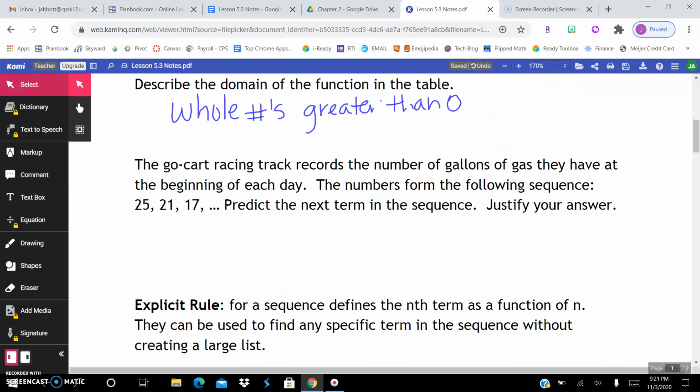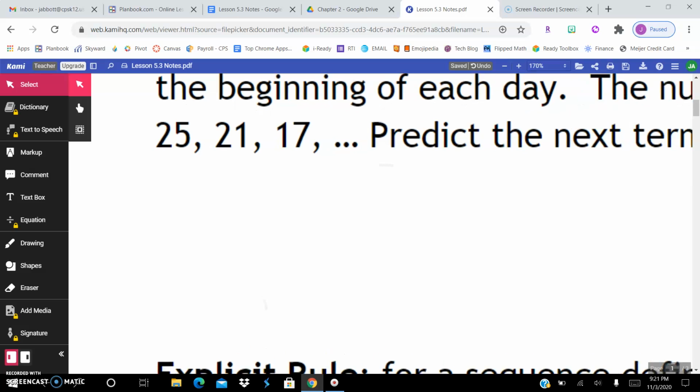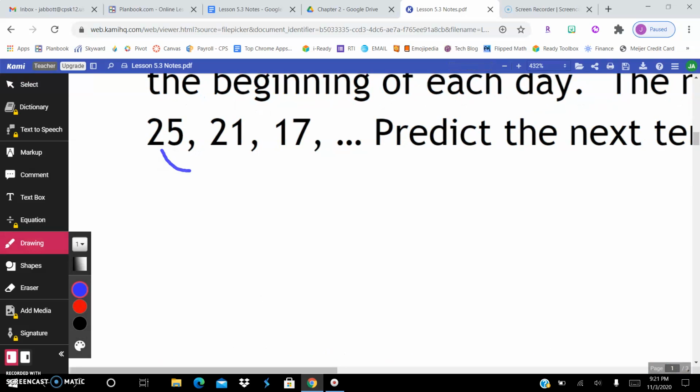The go-kart racing track records the number of gallons of gas they have at the beginning of each day. The numbers form the following sequence: 25, 21, 17, and it continues on. Predict the next term in the sequence and justify your answer. So we have to look for a pattern here. How are we getting from 25 to 21 and then from 21 to 17?